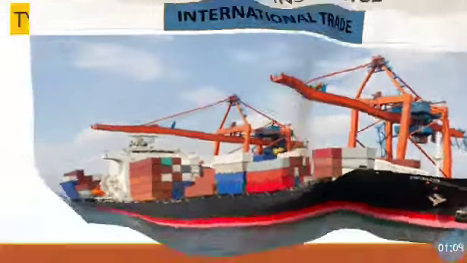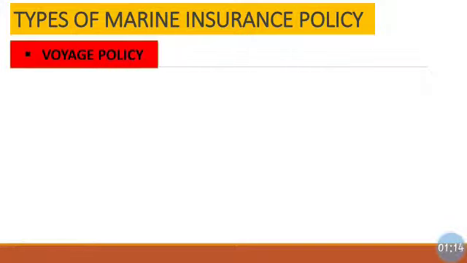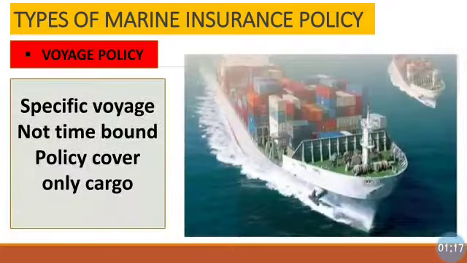Let's start with types of marine insurance policy. So the first type is voyage policy. The word voyage means journey by sea. This policy is taken for a specific voyage. In this case, risk begins only when the ship starts on voyage. It's not time-based like other policies. Policy expires when the ship arrives at destination. This policy covers only cargo, not the ship.